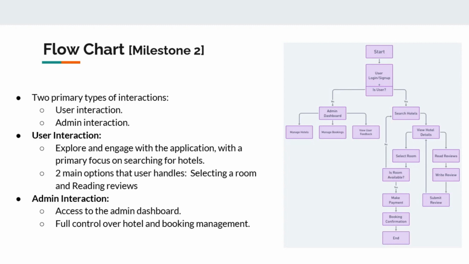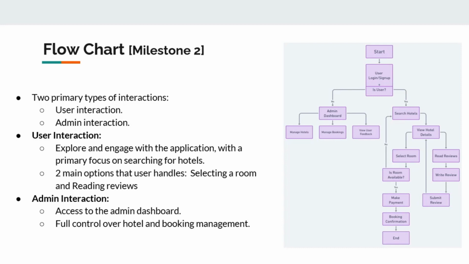This is the flow chart. The process commences with logging in or signing up, branching based on their status. If identified as a regular user, they proceed to the hotel, allowing administrators to manage hotel listings reservations made by users. Regular users initiate their journey by searching for hotels based on their criteria. Following this, they can view detailed information about the listed hotels, choose a room, and define its availability.